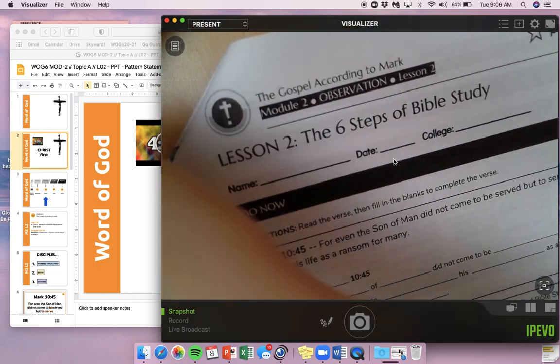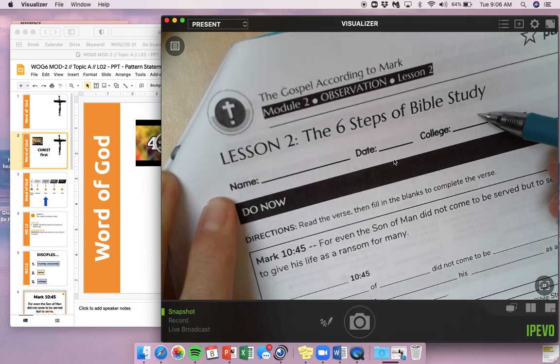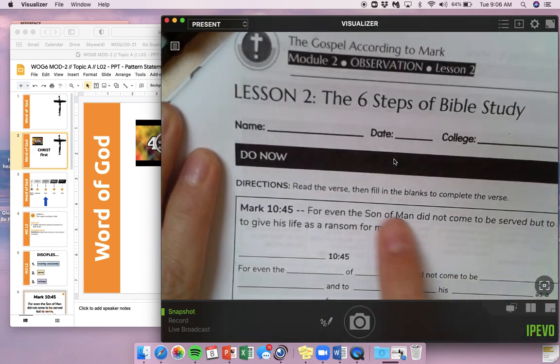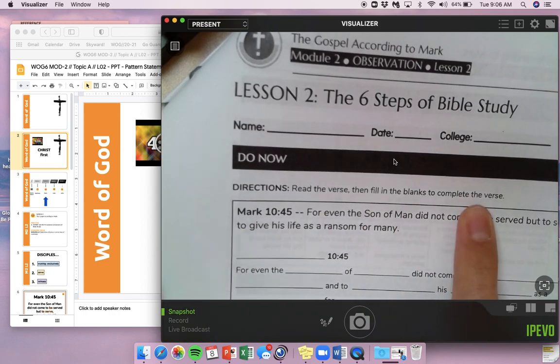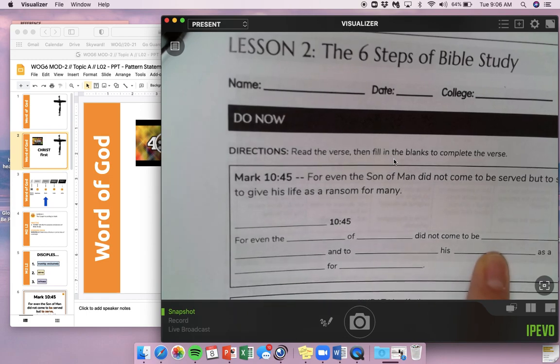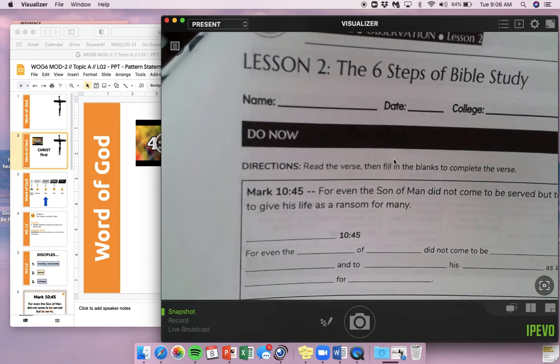We are on lesson 2, so go ahead and put your name, date, and college, and then start on your do now. The directions say, read the verse, then fill in the blanks to complete the verse. So you're going to go ahead and use this verse right here, complete this. Go ahead and pause the video and complete that.